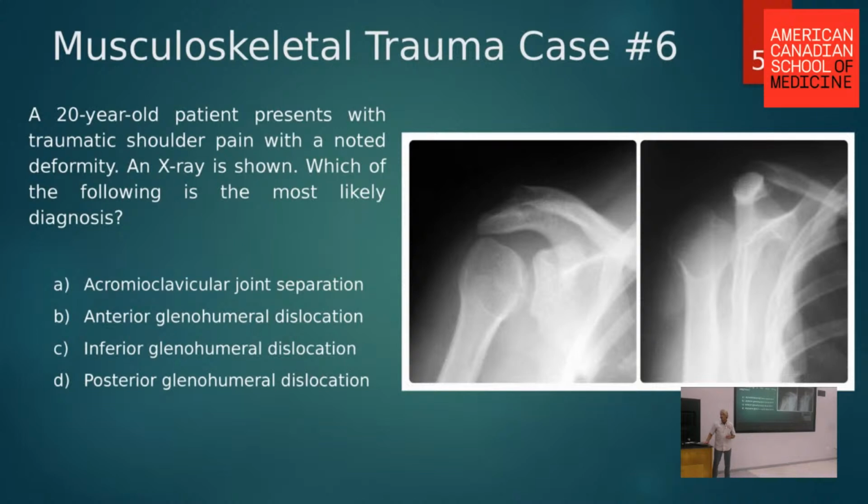Okay. We'll go to the upper extremity for a little bit here. A 20-year-old patient presents with a traumatic shoulder pain with a noted deformity. An x-ray is shown. Which of the following is the most likely diagnosis? Acromioclavicular joint separation, that's your AC joint right here. Anterior shoulder dislocation, inferior shoulder dislocation, or posterior shoulder dislocation.